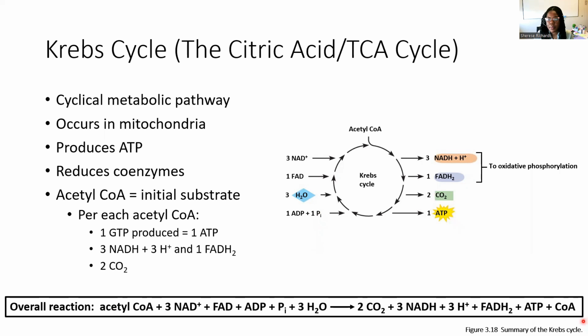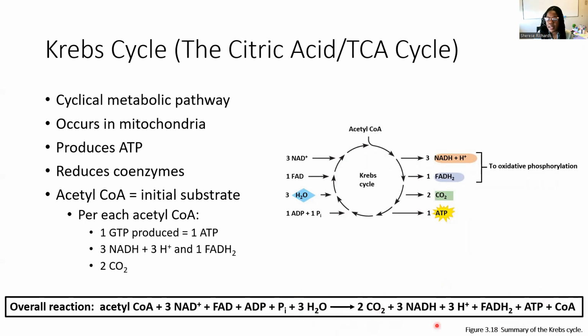So if we look at our reaction at the bottom here, we're putting in the acetyl-CoA. Remember that for one molecule of glucose, we had 2 pyruvate, so that means we have 2 acetyl-CoA. All right, we're going to invest 3 NAD+. We're going to invest 1 FAD. Both of these are just ways for us to get electrons liberated by reduction. We're going to invest ADP and phosphate. That's going to be our substrates for making that ATP. And then we're going to invest some water as well.